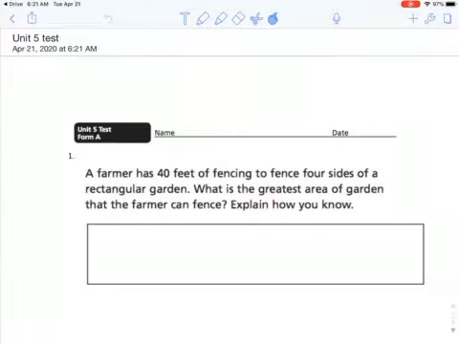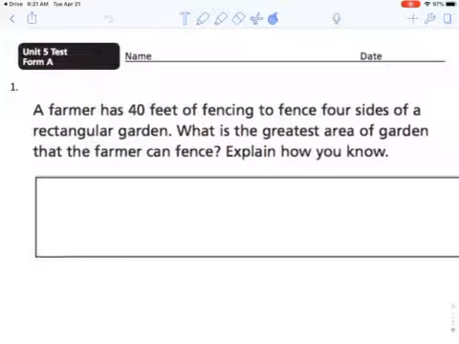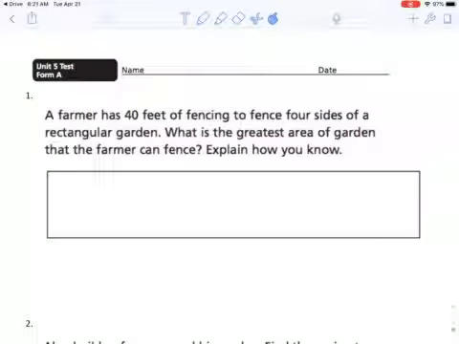So, first question says, a farmer has 40 feet of fencing. So I'm just going to underline a few things. 40 feet of fencing to fence 4 sides of a rectangular garden. What is the greatest area of garden that the farmer can fence? Explain how you know.